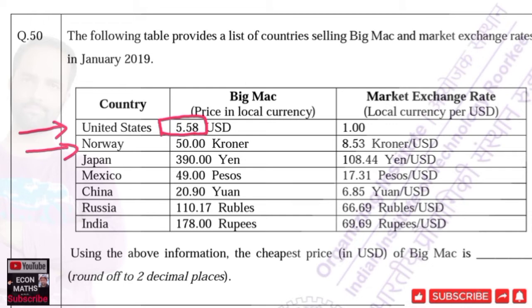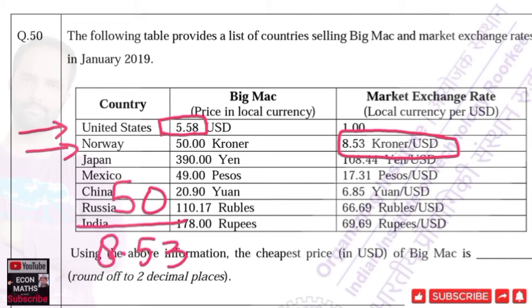How do we find this? Simply we write the local price of Big Mac, that is 50 in case of Norway, and we divide it by the exchange rate between US dollar and krona, in this case 8.53, which comes out to be 5.86. So the price of Big Mac in Norway in terms of US dollar is 5.86.